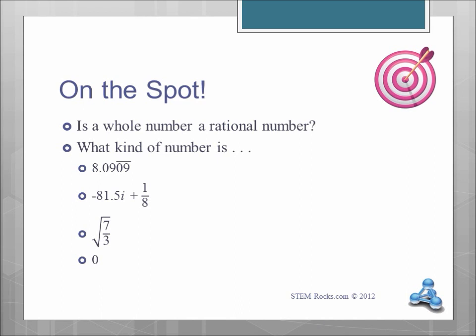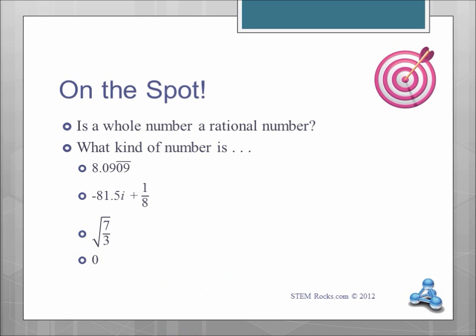Next, the square root of 7 over 3 is irrational. Now, 7 over 3 is rational because it is a fraction. But remember that hint about irrational numbers? Many of them under radicals are irrational.